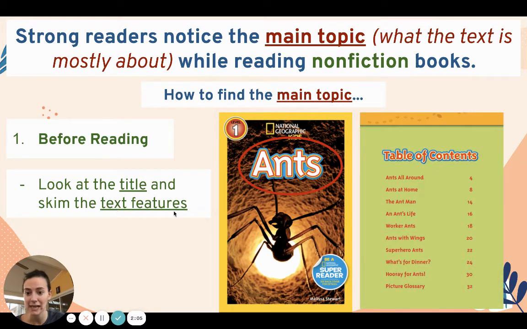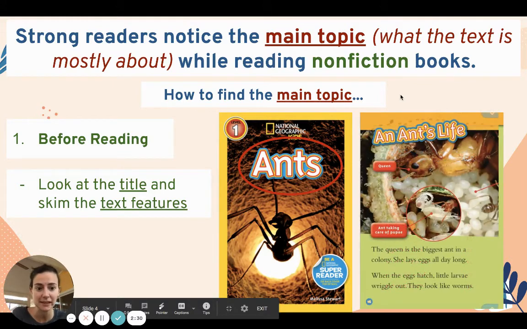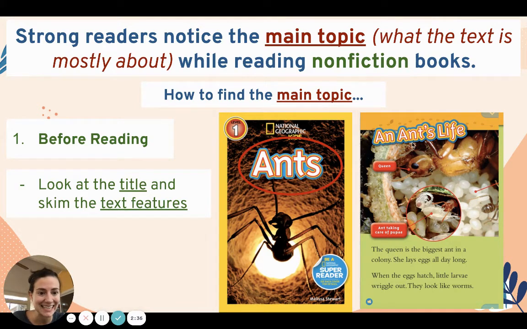Now let's skim some of those text features. Here's our table of contents. Let's read the headings or the different sections in the book. Ants all around, ants at home, the Ant-Man, an ant's life, worker ants, ants with wings, superhero ants, what's for dinner, hooray for ants, and the picture glossary. Wow, that is a lot of things about ants. Interesting. Let's skim a couple other pages now. Ooh, we have a heading here that says an ant's life. More things about ants. And we have a photograph of an ant here.